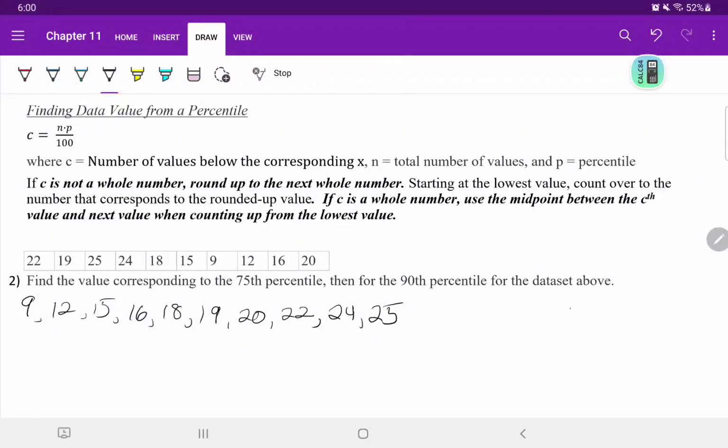Sometimes we will be given a data set and we will be using it to find the number corresponding to a percentile, rather than finding the percentile of a corresponding value. When we're asked to find the value corresponding to a percentile, we're going to use this formula. That formula is C equals N times P divided by 100.